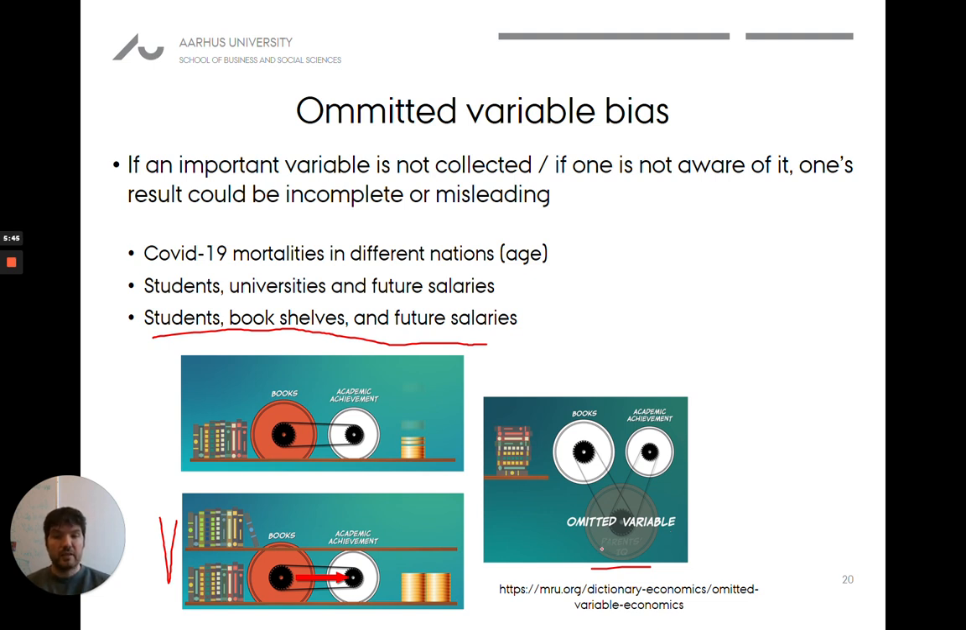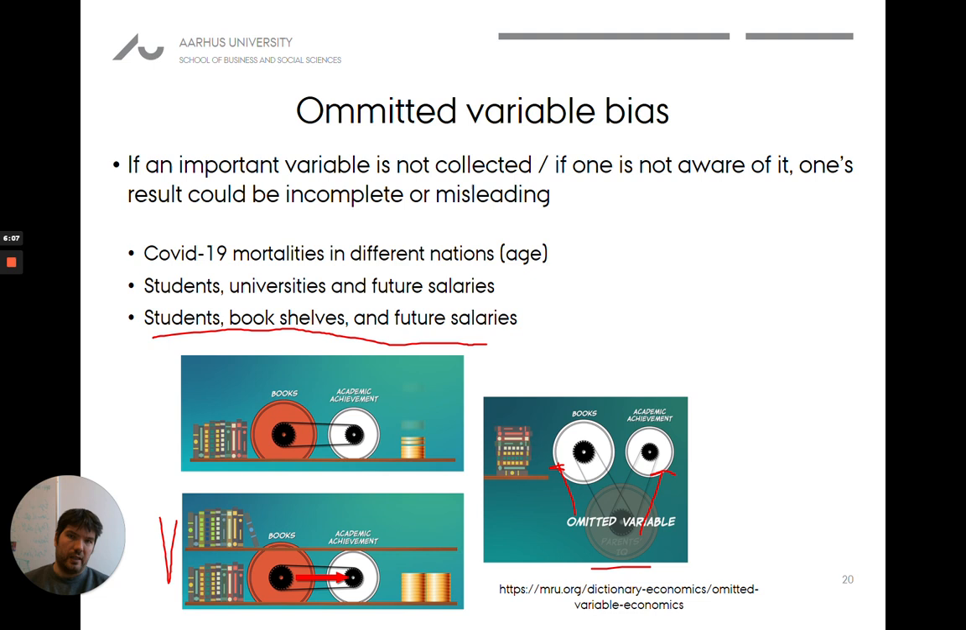So yes, parents influence the number of books in the home of families, but they also, and probably more importantly, in other ways, influence the academic achievement of students. So this is an example of, if you'd only collected data on number of books and academic achievement, you won't get to the actual variables that really are important.